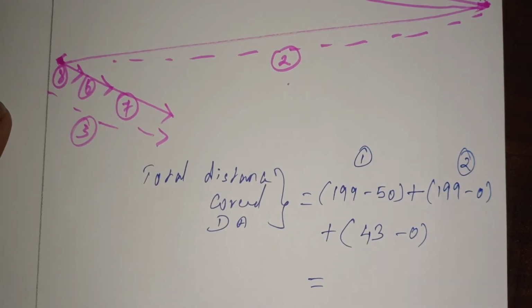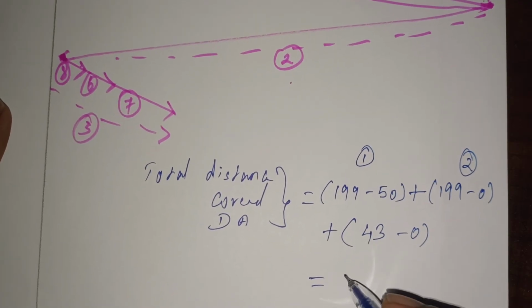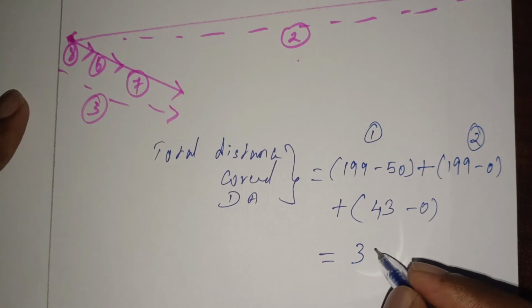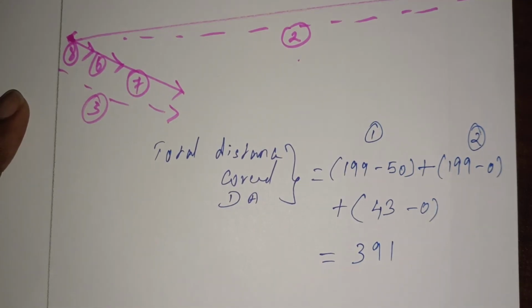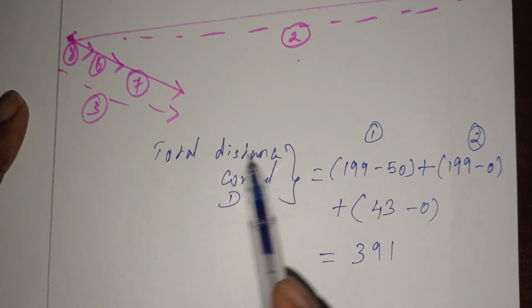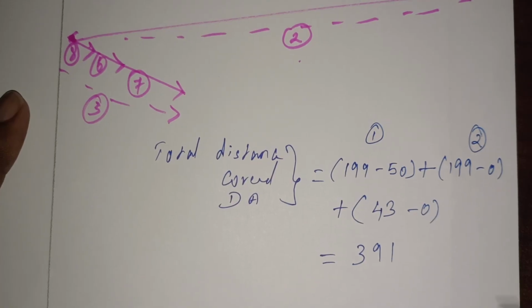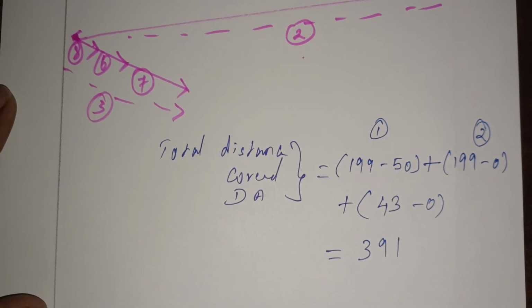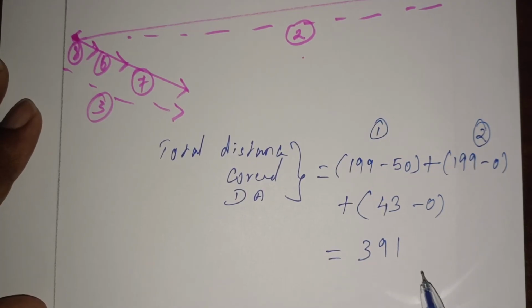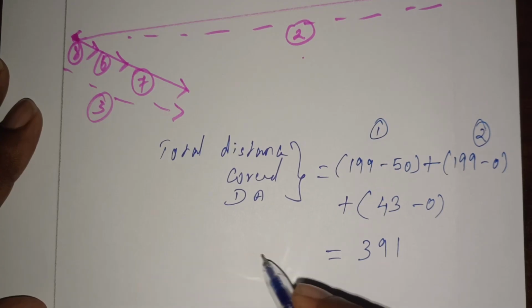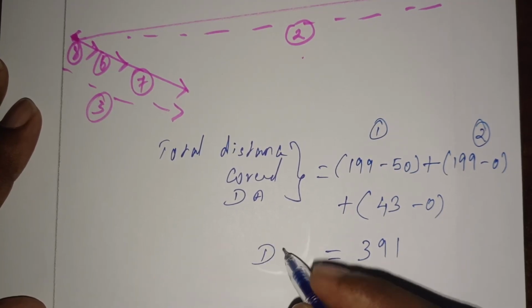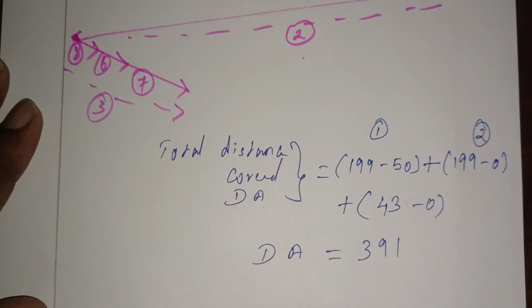Around 149, 199 plus 43, so we have 391. So please check whether this particular algorithm gives the minimum total distance covered by the disk. Minimum in the sense the latency is reduced and throughput has been increased. That is the point. So the final answer is 391, right? So this is all about total distance covered by a disk arm.